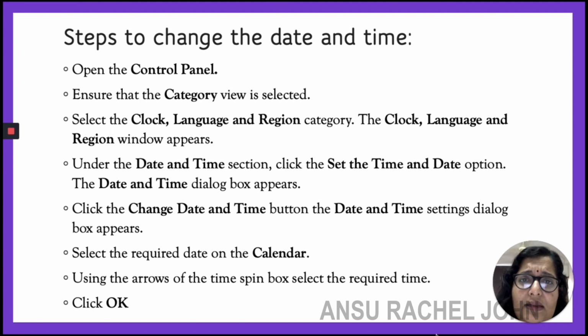Then in that there are different options. You have to look for the change date and time button. The date and time settings dialog box appears. Then from that you have to change the date in the calendar, and with your cursor you have to move the arrows of the spin box to get the required time and click OK.